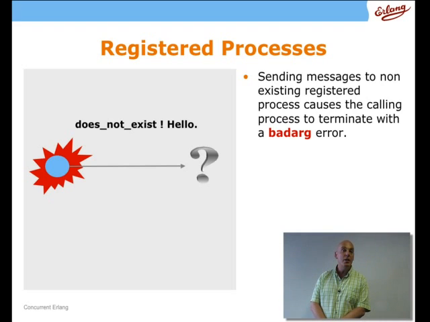We said that message sending to a PID never failed. If you send a message to a non-existent PID, it simply gets thrown away. That's not the case if a process is registered. If we send a message to a name that is not registered, we will get an error. The process that tries to send that message will terminate with a bad arg error. So you have to be aware that the way that you handle a problem like that is different between a non-registered process and a registered process.